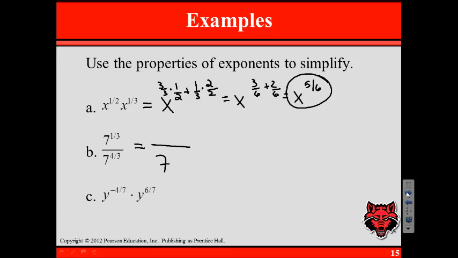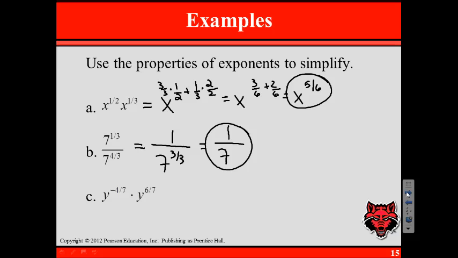We will subtract the largest exponent minus the smallest. 4 over 3 minus 1 over 3 is 3 over 3. We need a placeholder of 1 in the numerator. 3 over 3 is just 1, so this becomes 1 over 7 to the first power, or just 1 over 7. And let's try another example.